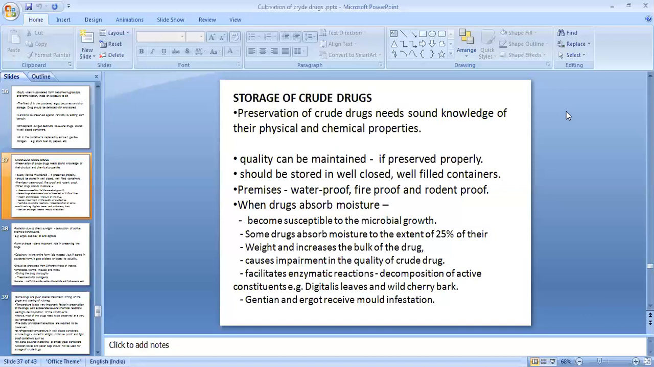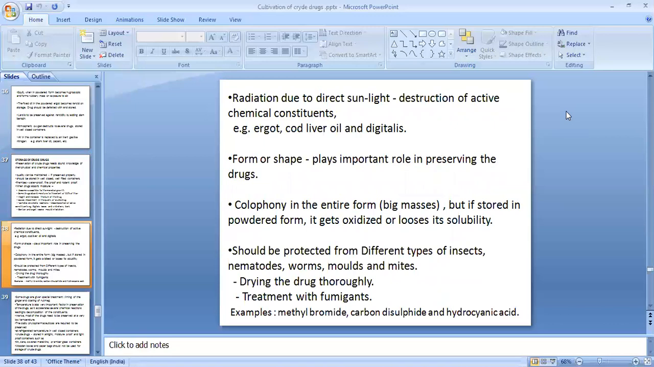Because of this absorption of water, they cause impairment in the quality of the drug, and they facilitate enzyme reactions, especially in the case of digitalis and wild cherry bark. And again, in the case of gentian and ergot, they increase mold infestation. And next, when you are storing the drugs, the radiation due to direct sunlight also will cause destruction of the active constituents. Examples are ergot, cod liver oil, and digitalis. The form and shape of the drug in which you are storing is also important. As I already discussed, colophony should be stored in the form of big masses. If stored in powder form, it gets oxidized and loses its solubility in nonpolar solvents like petroleum ether.